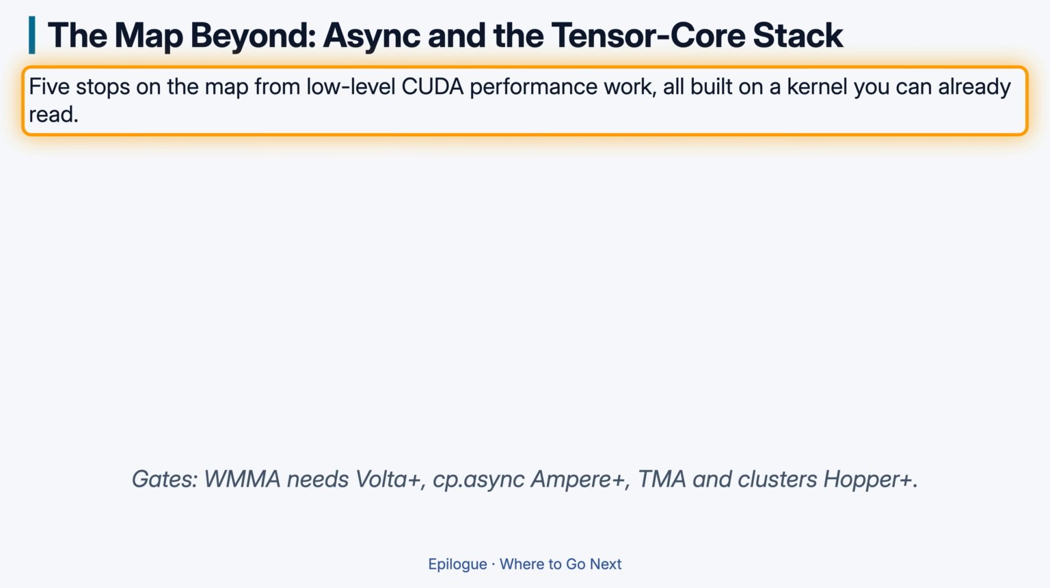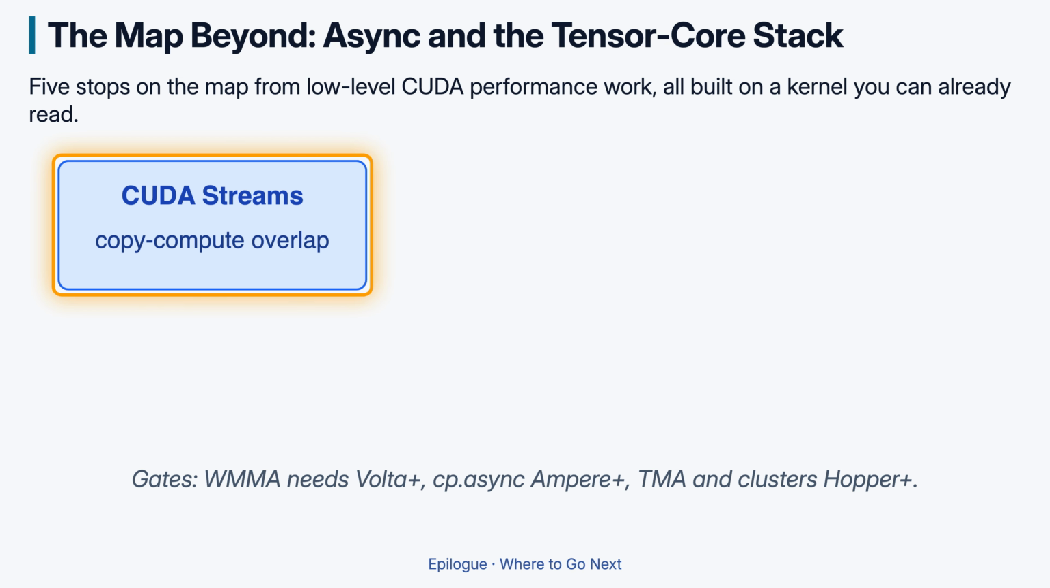5 stops now, all from low-level CUDA performance work. Every one of them builds on a kernel you can already read. None of them is taught in this course. CUDA streams are how you ask for an independent copy and an independent kernel to overlap in time, instead of running one after the other. Whether they really overlap depends on page-locked host memory, asynchronous copies, and what the device supports.